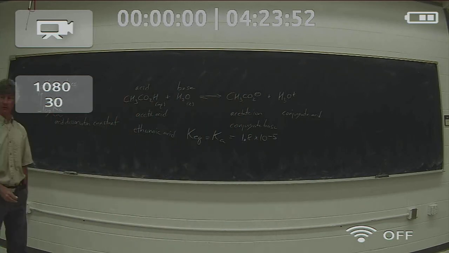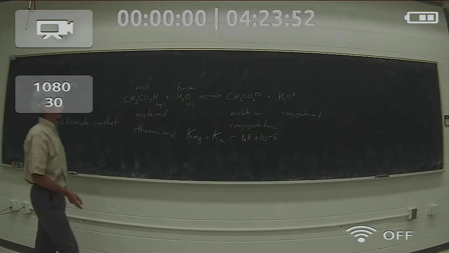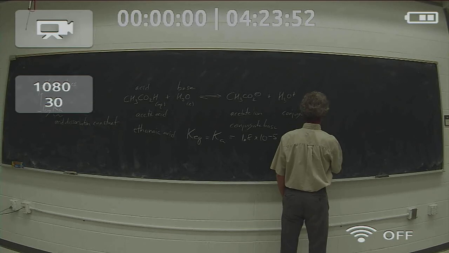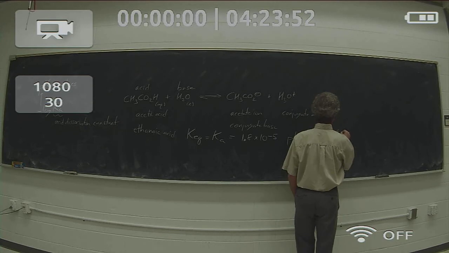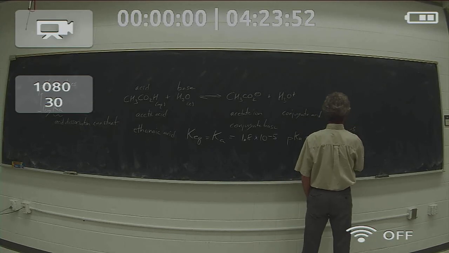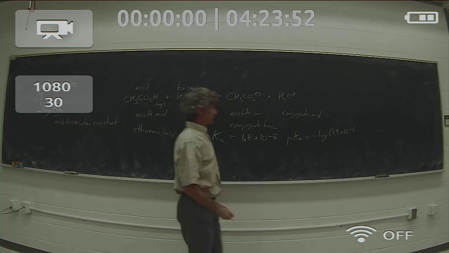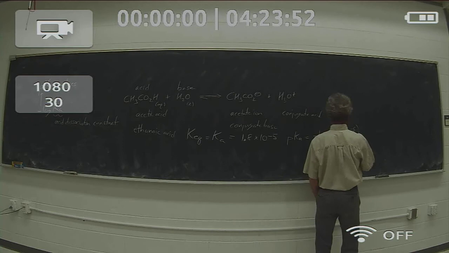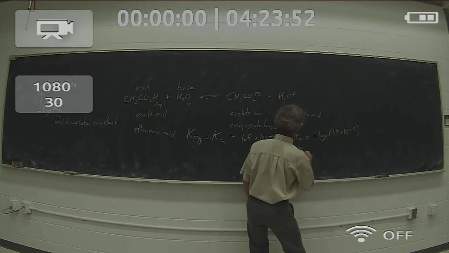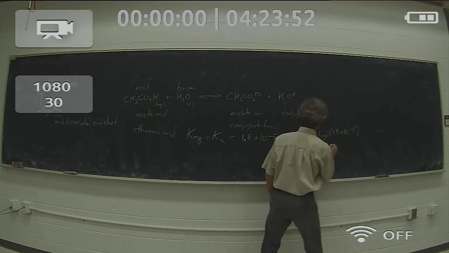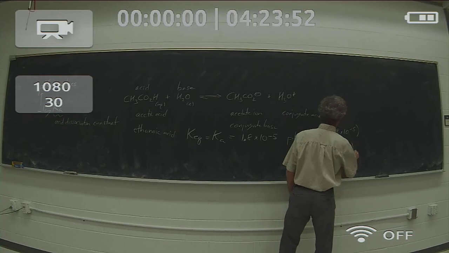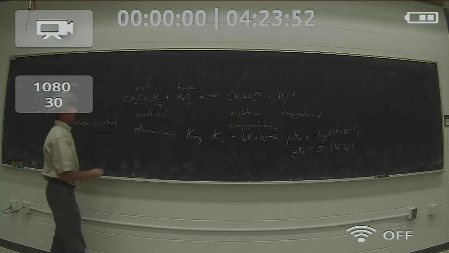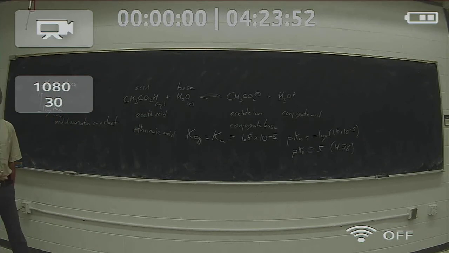And that means that the pKa is equal to negative log of 1.8 times 10 to the minus 5, which is close to 5. It's about 4.76. But we're going to round to 5 and just say that carboxylic acids in general have pKa's of roughly 5.